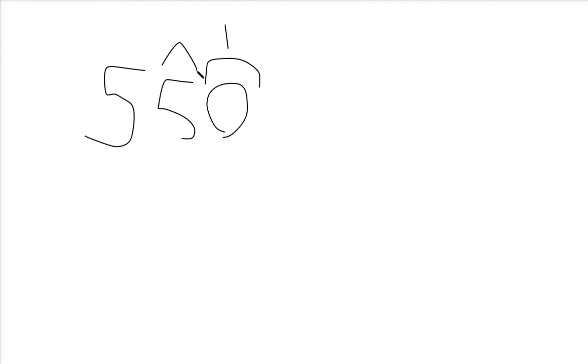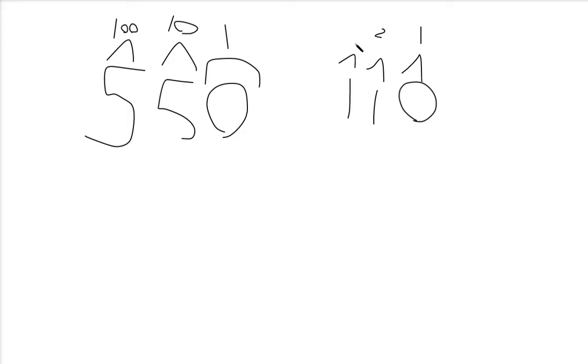So, one of the things that you may have learned in school is place values. So, say, this is the ones place, this is the tens place, and this is the hundreds place. Now, in binary, it's a similar thing. So, if you have this number, you have a ones place, a twos place, and a fours place.